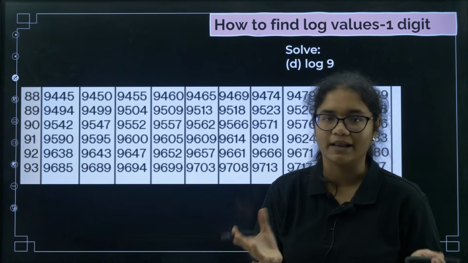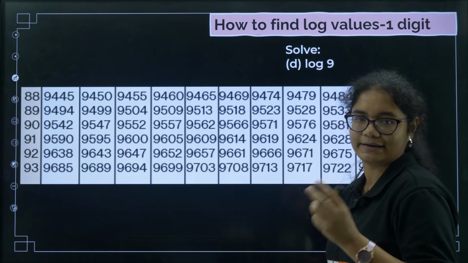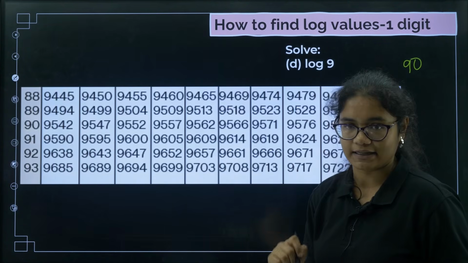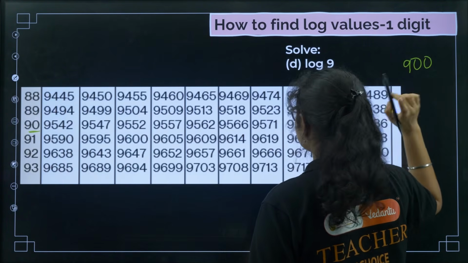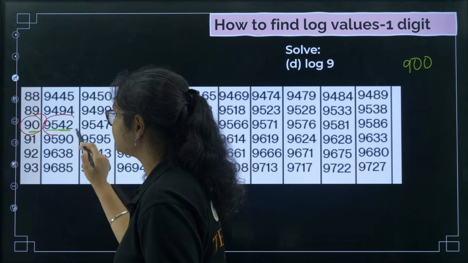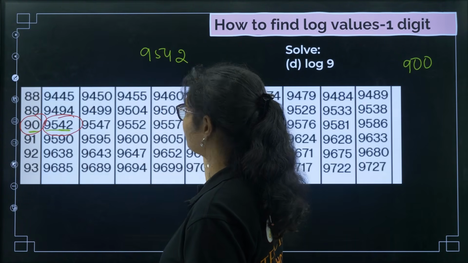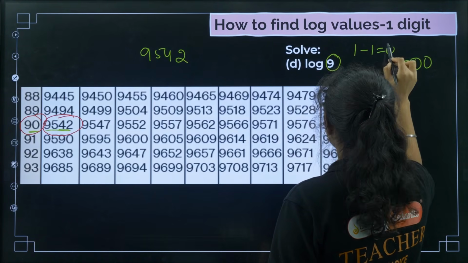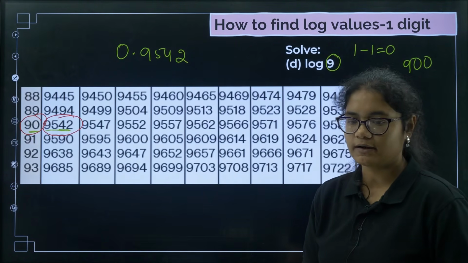Suppose you want to just find log 9. This table starts from 10 and goes to 99. So 9 means nothing is there, I will imagine it as 90. After that also nothing is there, so again I imagine 0 and take this one. So we get 90 and then this one. What is this number? 9542. Now the total number of digits here is 1, and 1 minus 1 is 0, so I substitute 0.9542. Got it? Clear? Fine.